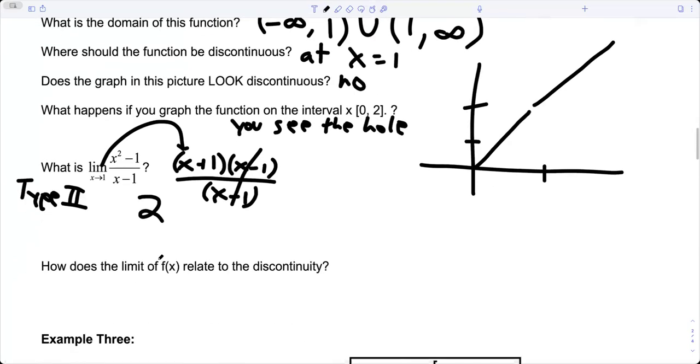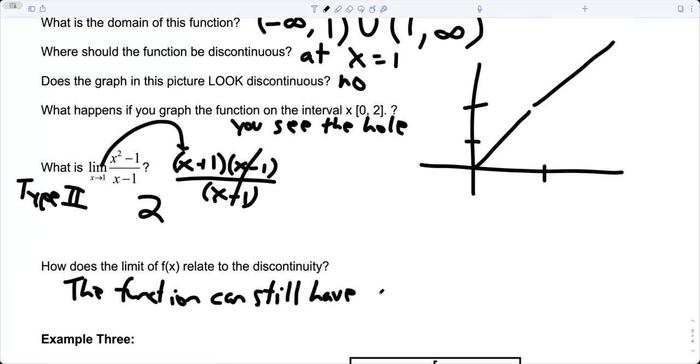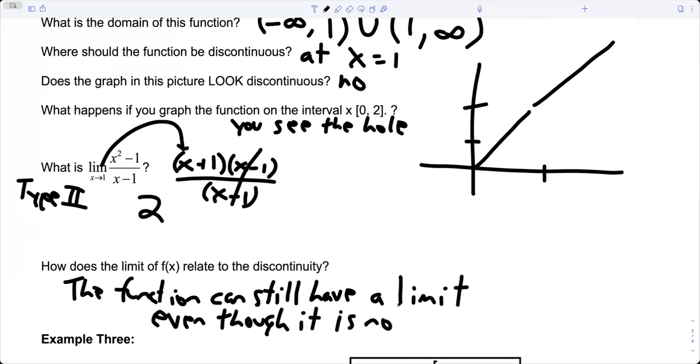And how does the limit of f of x relate to the discontinuity? The function can still have a limit, even though it is not continuous.